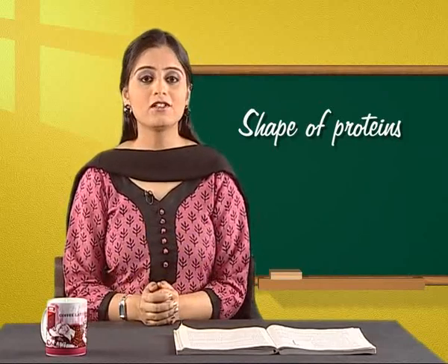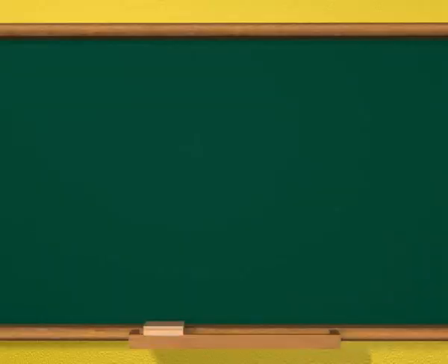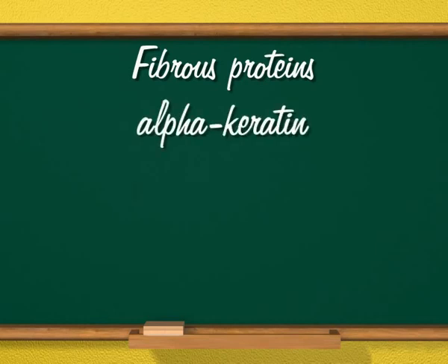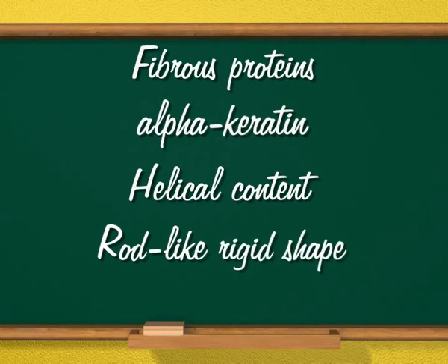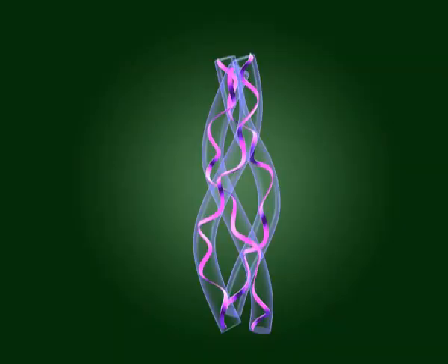Two major molecular shapes found are fibrous and globular. The fibrous proteins such as silk, collagen and alpha keratin have large helical content and have a rod-like rigid shape and are insoluble in water. We saw the helical structure of collagen triple helix.